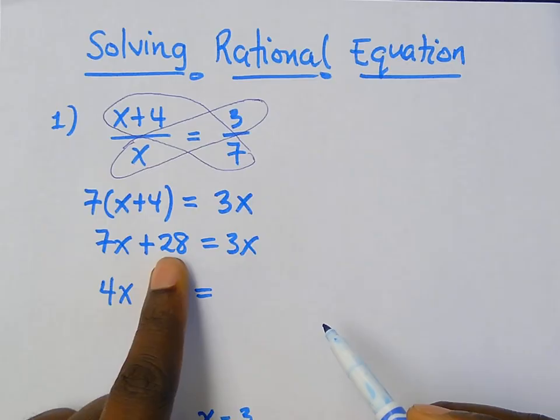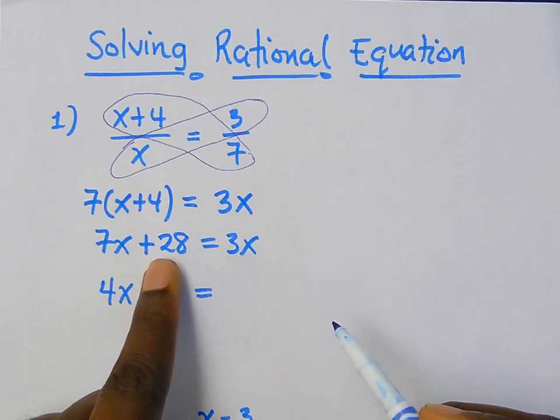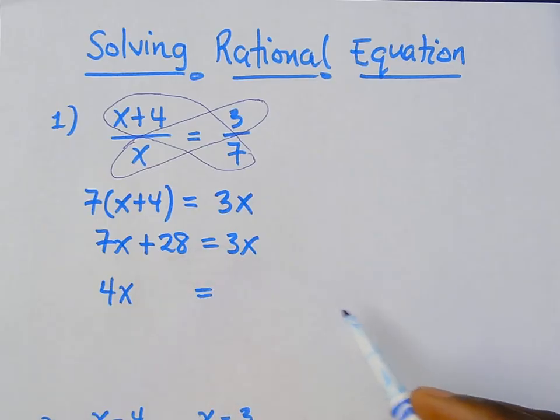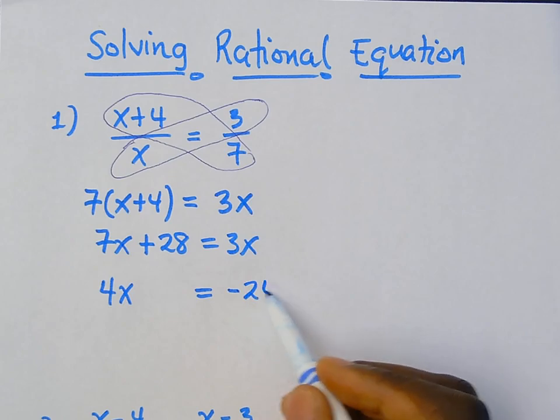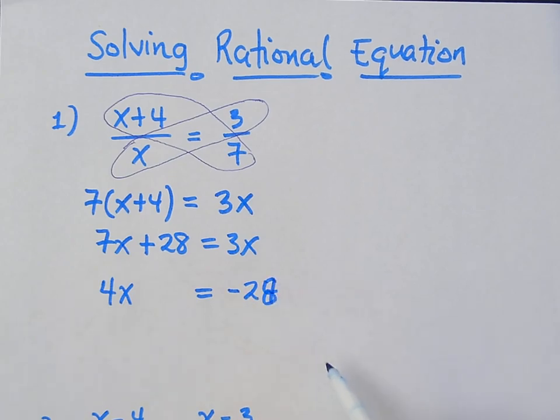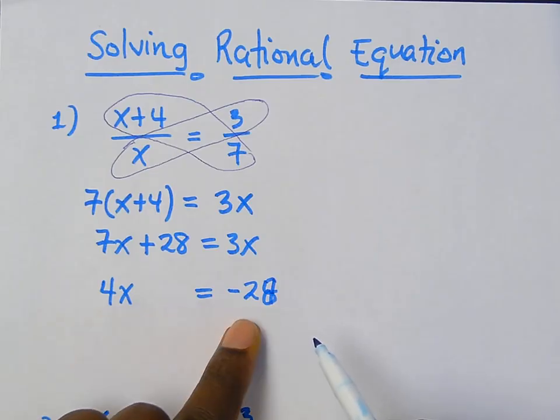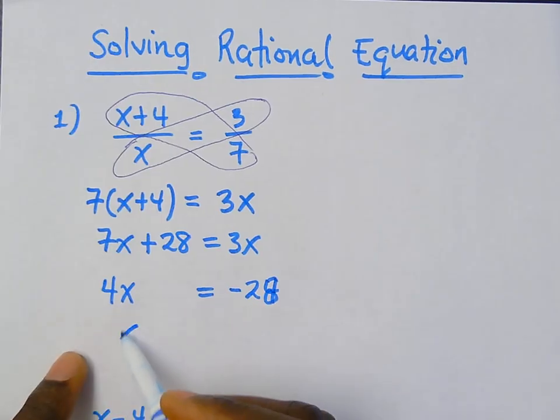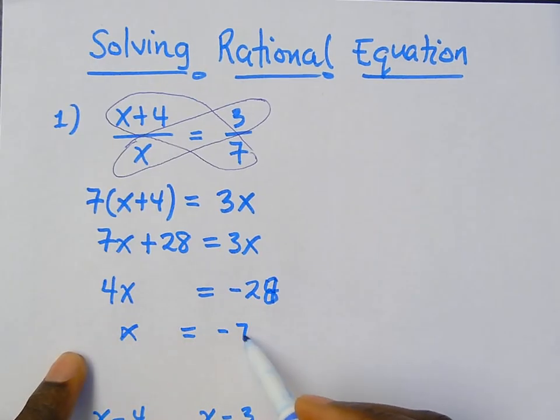Then I move the constant to the right. So the plus 28 gets moved to the right and becomes negative 28. Now I can divide both sides by 4, so that I get x equals negative 7.